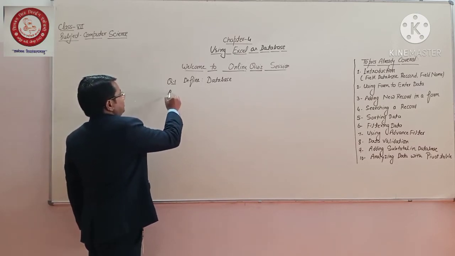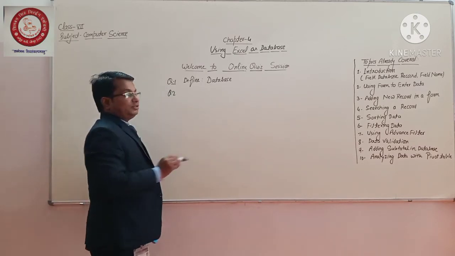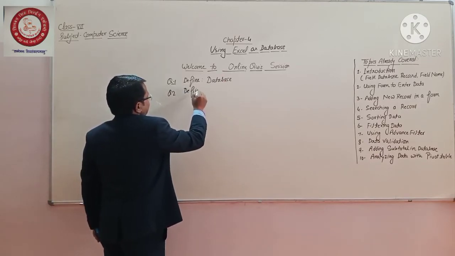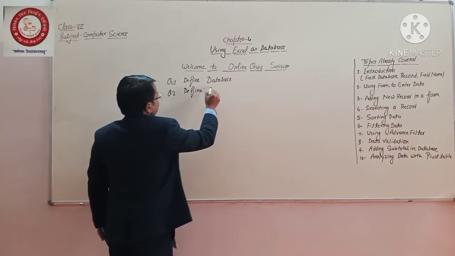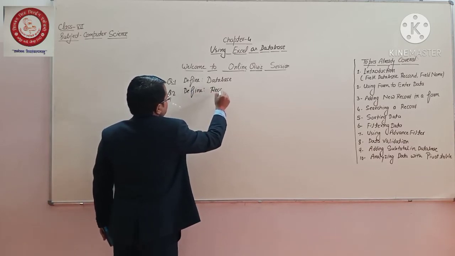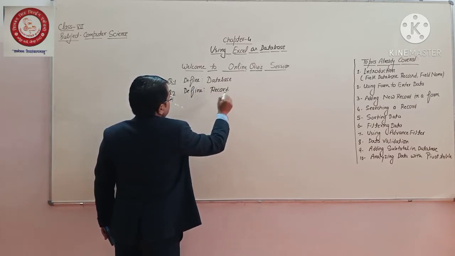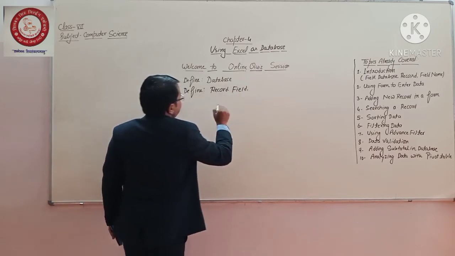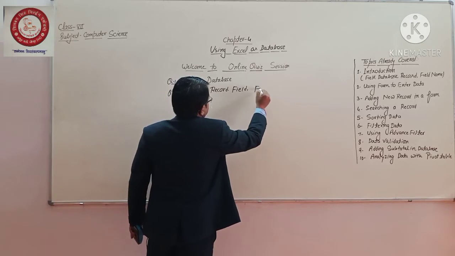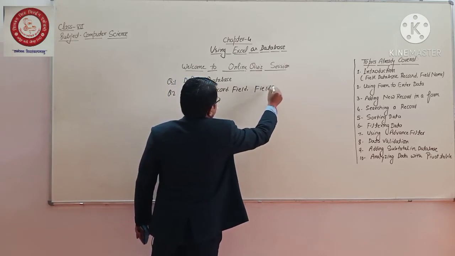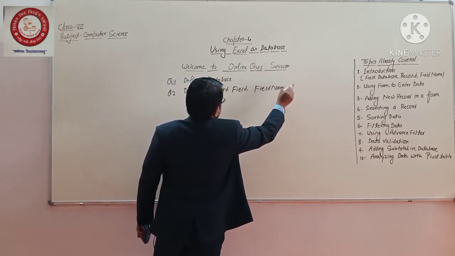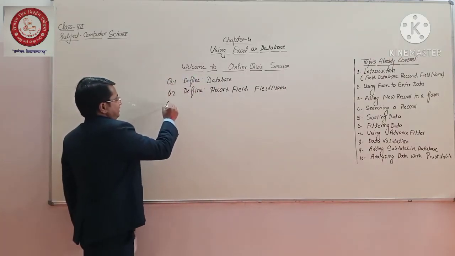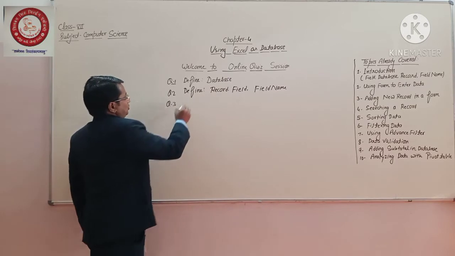Let's come to question number 2. Question number 2 is: define record. One more thing, you also have to define field and field name. Question number 3.